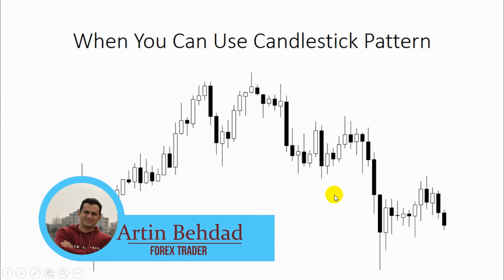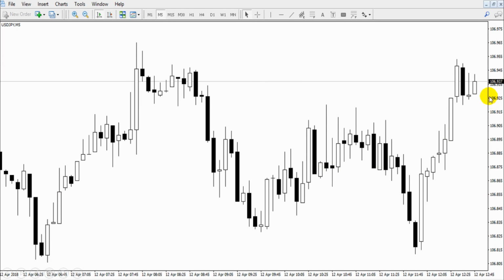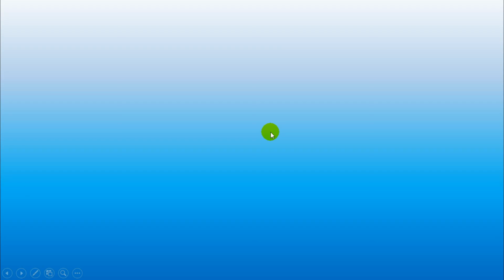Hi, this is Artin Behdad, and in this presentation, I'm going to tell you when you should use candlestick patterns. Candlesticks are very popular among traders, but unfortunately, many traders use them in the wrong way.